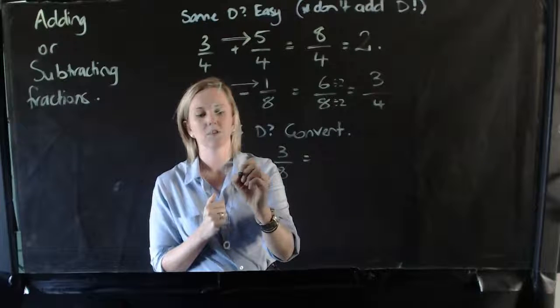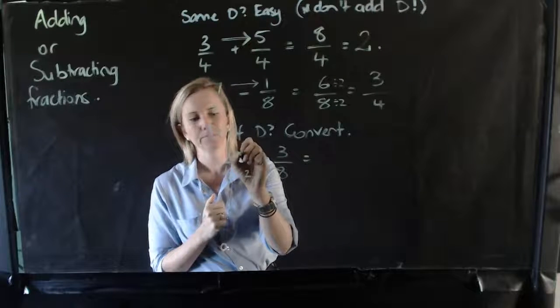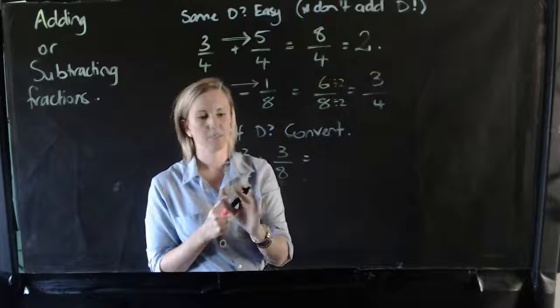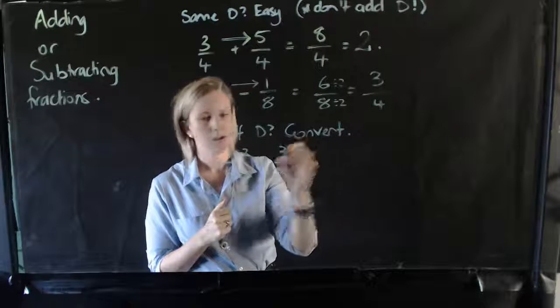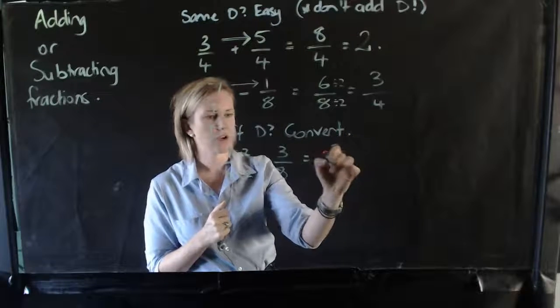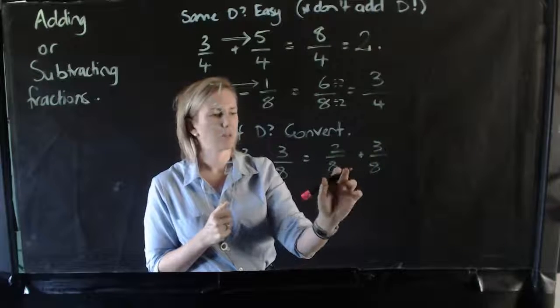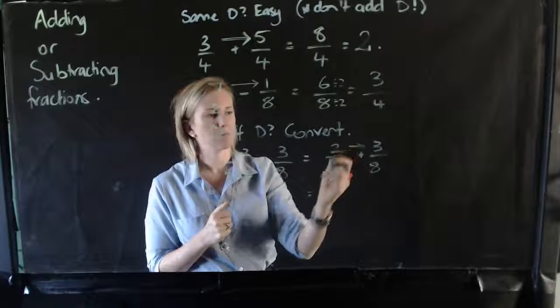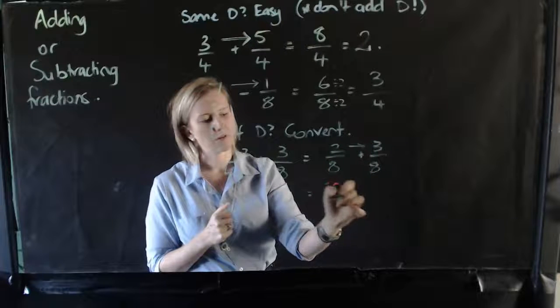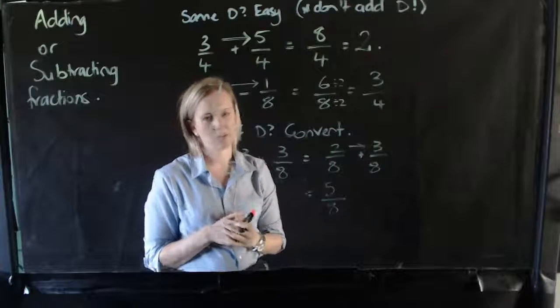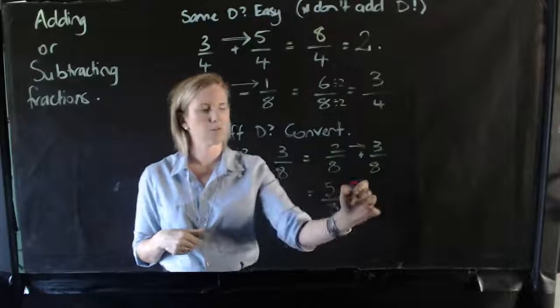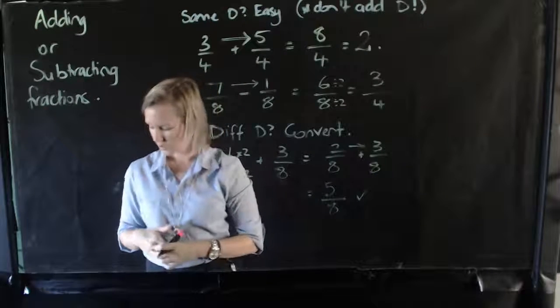I would just simply times this side, to make it an equivalent fraction to this one. So then I would have 2 over 8 plus 3 over 8. Okay, and now that my denominators are the same, I can just add my numerators, 5 over 8. And I would ask myself, is that fraction in its simplest form? In this case, yes it is, so I'm finished.